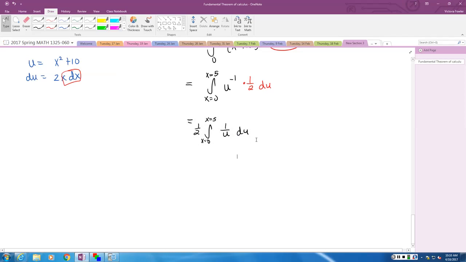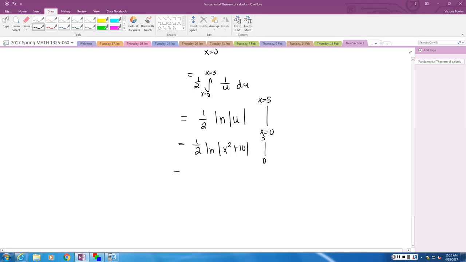Yeah, it's going to be the natural log of the absolute value of u. So here I have my 1/2. I have the antiderivative as the natural log of the absolute value of u. And then I'm going to plug in my endpoints using the fundamental theorem of calculus. But these are in terms of x's. So the last step is to make sure that everything is in terms of x. So you go back in and say I have x squared plus 10 here. And I'm going to evaluate now from 0 to 5. And so you plug in which x value first? The 5.